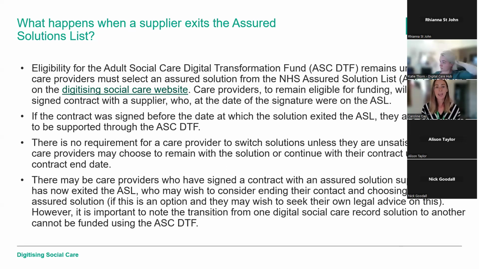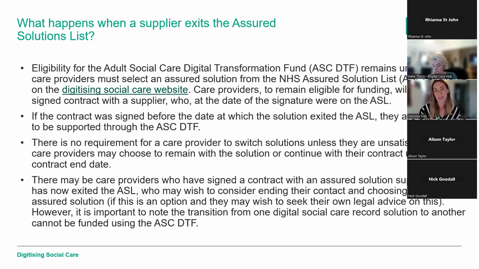We communicate any updates and changes to the assured solutions list as quickly and as timely as we can. That makes sure that if you are in the process of having a conversation with a supplier, thinking of signing a contract and thinking about accessing funding, we can tell you as quickly as we possibly can, to give you time to engage with other suppliers, arrange demos of their systems and find an alternative. So the eligibility for funding remains the same. It can only be spent on assured solutions list providers.